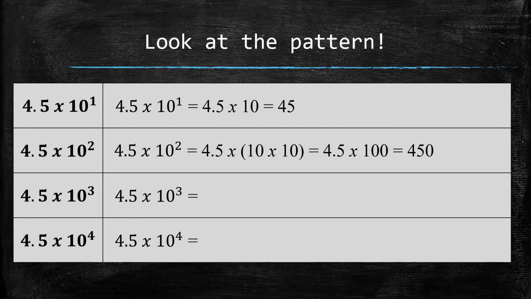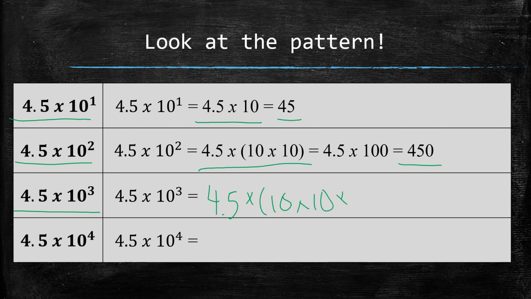Let's look at the patterns that are similar to the ones that we saw when we were multiplying whole numbers by powers of 10. We have 4 and 5/10 times 10 to the first power, which is equivalent to 4 and 5/10 times 10, which equals 45. 4 and 5/10 times 10 to the second power, which is equivalent to 4 and 5/10 times 10 times 10, which is equivalent to 450. Now we have 4 and 5/10 times 10 to the third power, which equals 4 and 5/10 times 10 times 10 times 10, which is equivalent to 4,500.